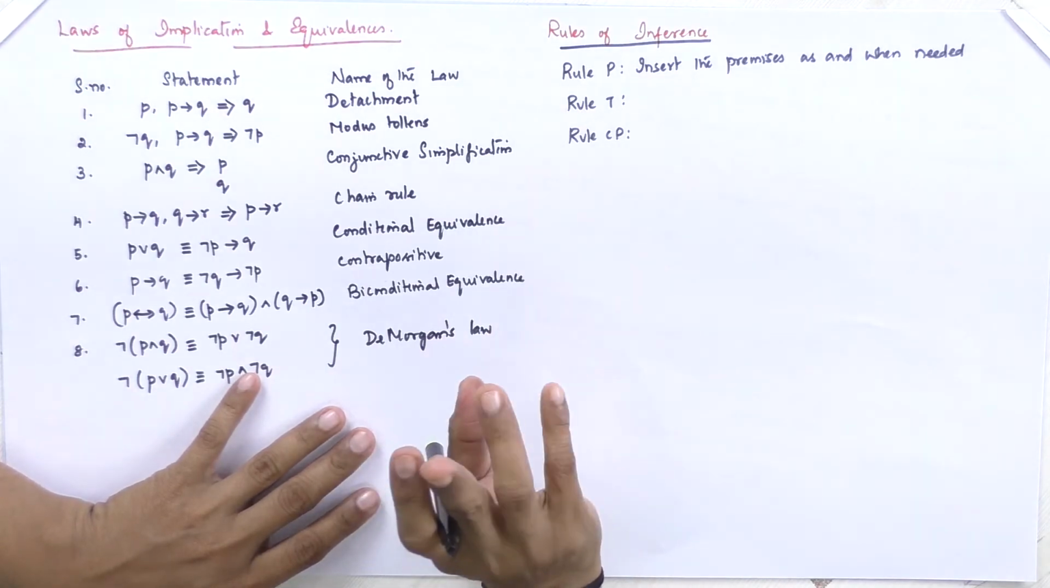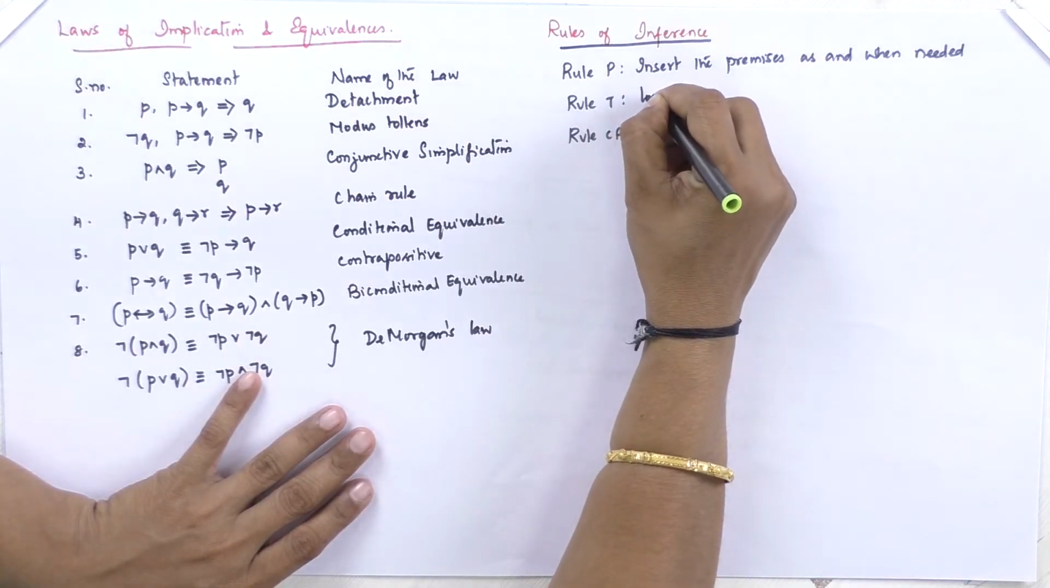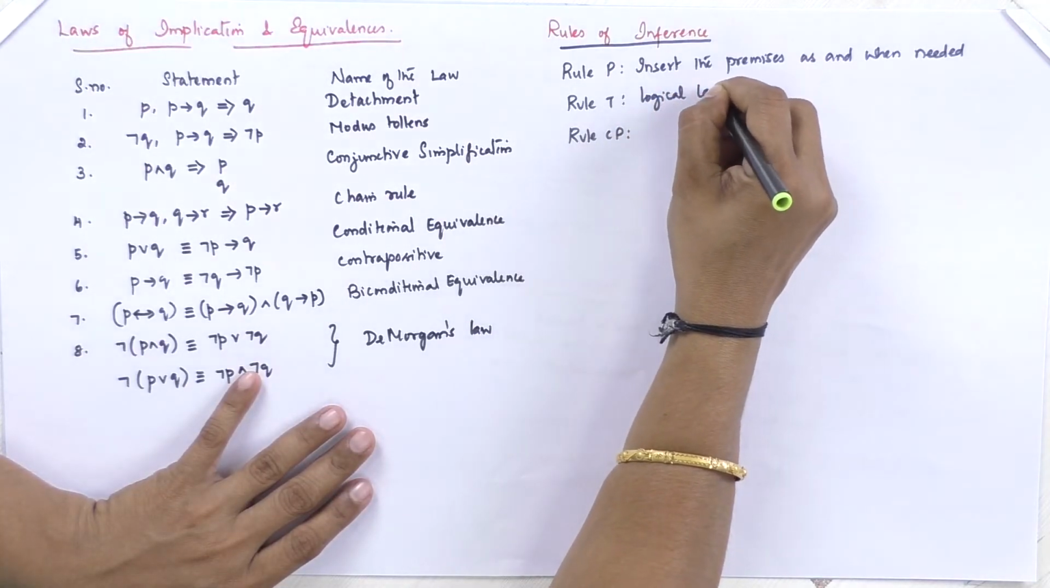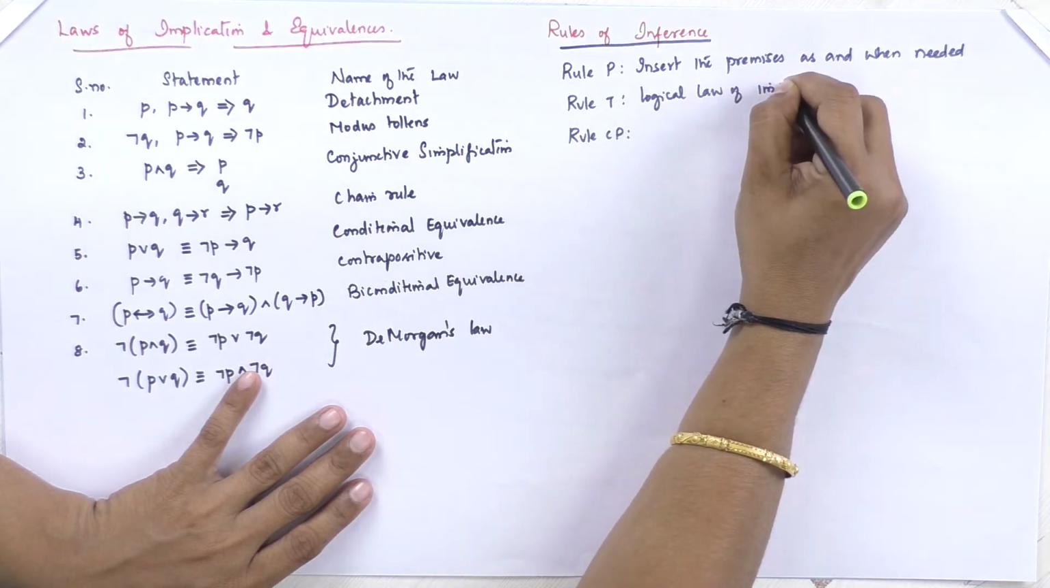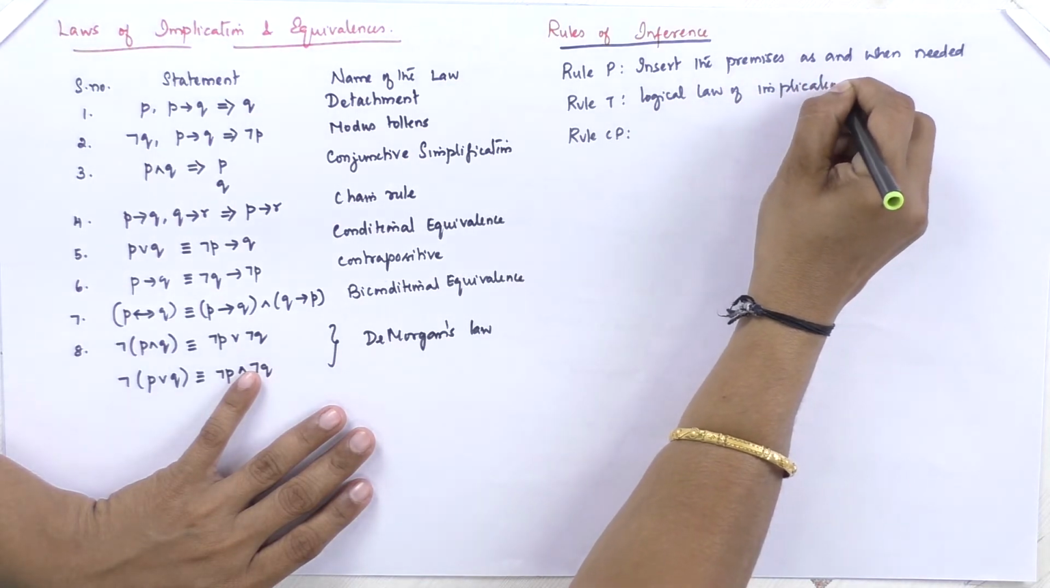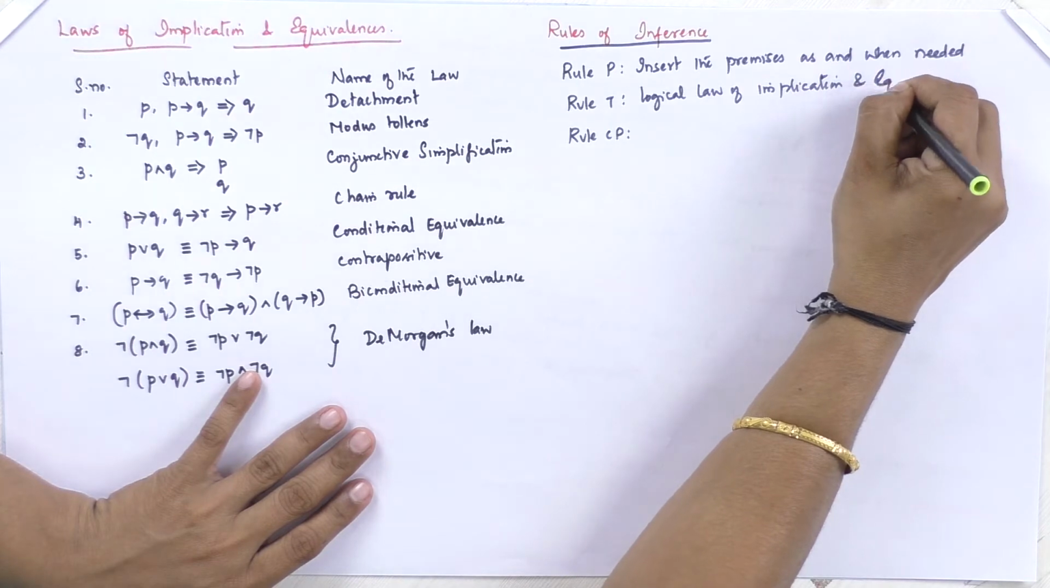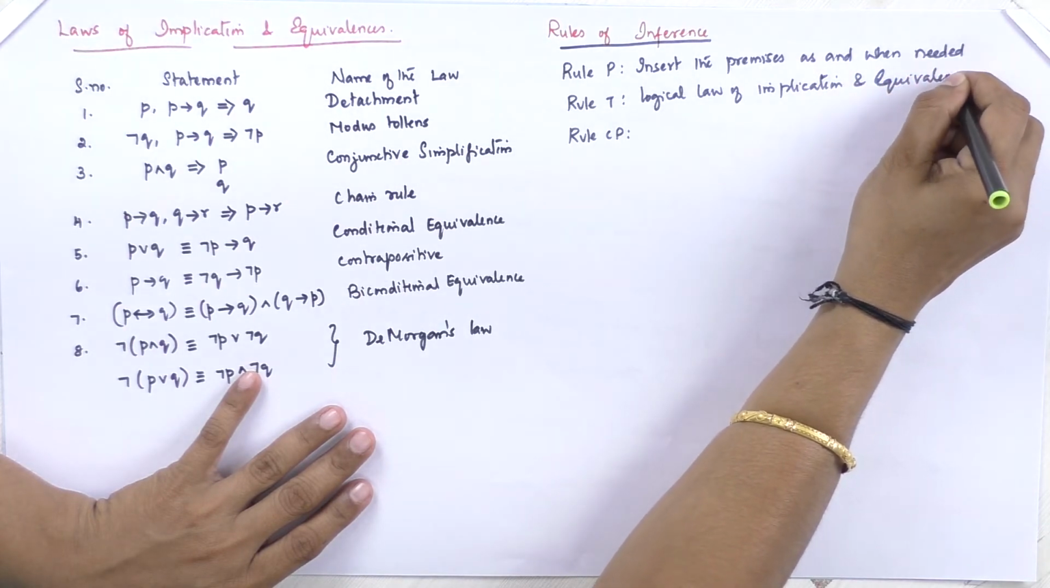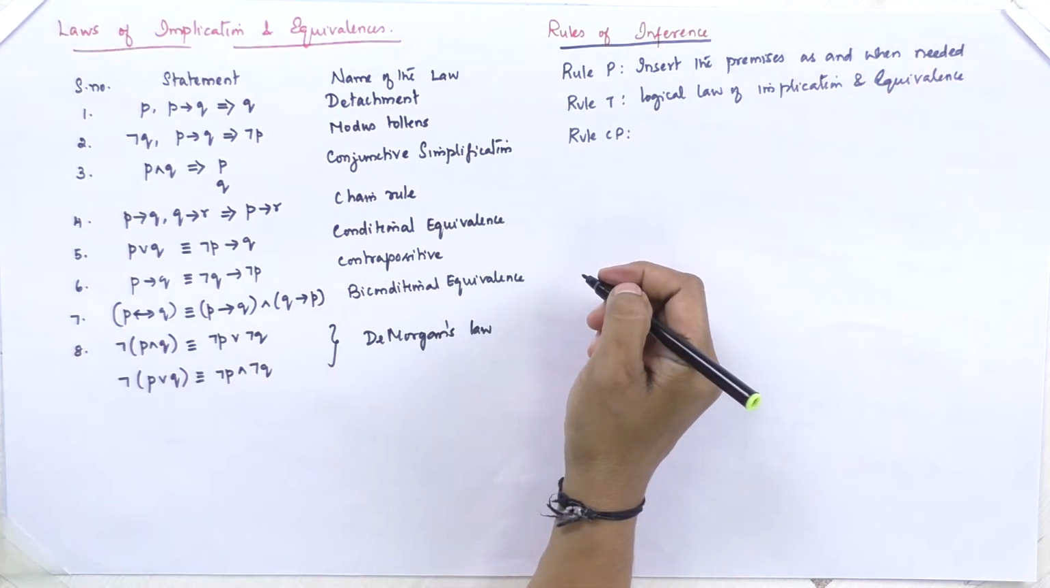And what is all about rule T? Rule T is if we are applying the logical laws, that is laws of implication and equivalence, to any of the premises and simplifying, that will be written as rule T. That is, here the logical laws of implication and equivalence will be used.